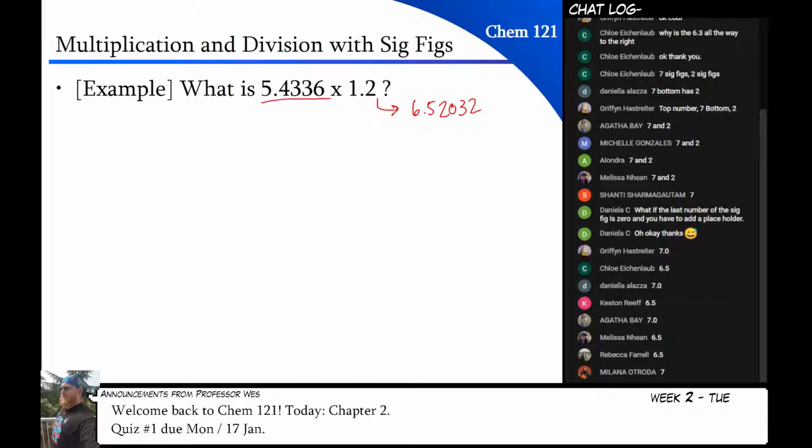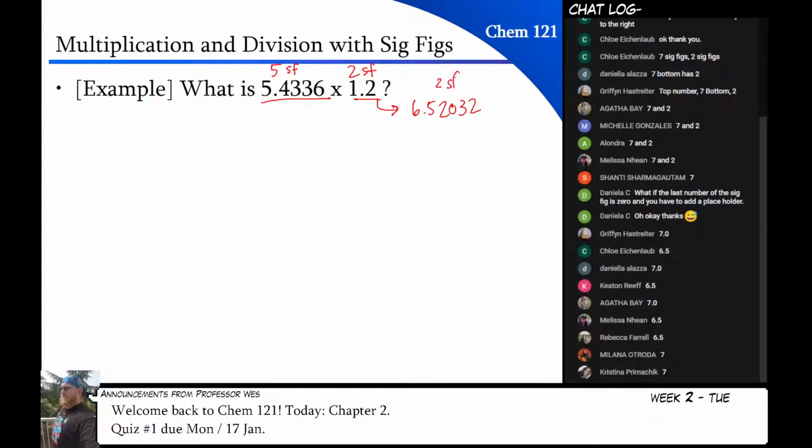Well, this first value here has 5 sig figs. This one right here has 2 sig figs. So my answer should have 2 sig figs, because this is the smaller of the two. All right, so now we're going to round, and we're going to take the first 2 sig figs, so we're going to round to this spot. So I get 6.5 as my answer.